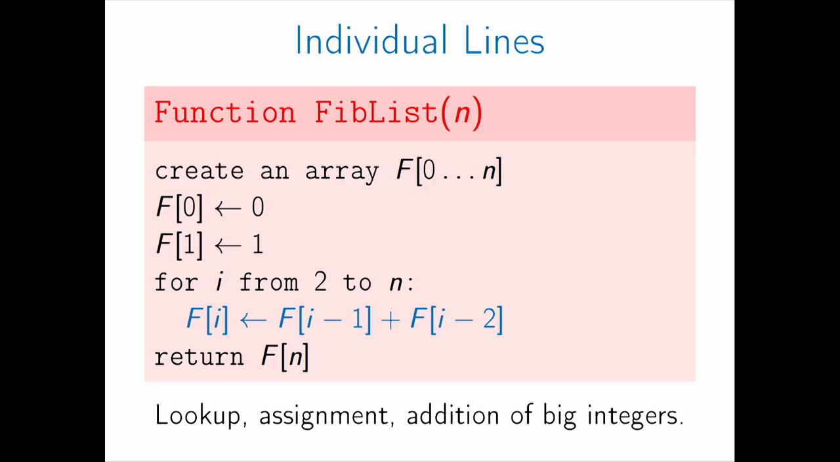Next up, there's this addition step. And here we have to do some things. We have to look up two values in the array. We have to write to a third value in the array. All of this involves the same sort of pointer arithmetic and memory lookups and writes that we were talking about before. But we also have to do this addition.